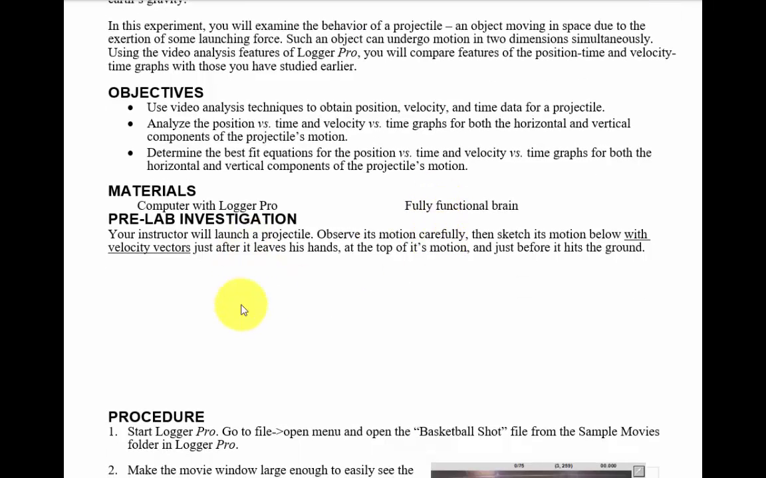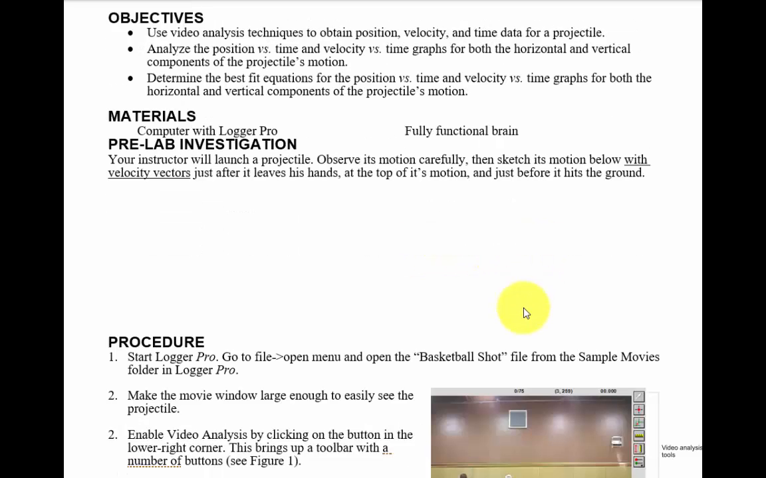Now, you should do this ahead of class. You should launch yourself a projectile, so go ahead and get your physics book and chuck it across the room. Go ahead and sketch the velocity vectors just when it leaves your hands, at the top of the motion, and just before it hits the ground.